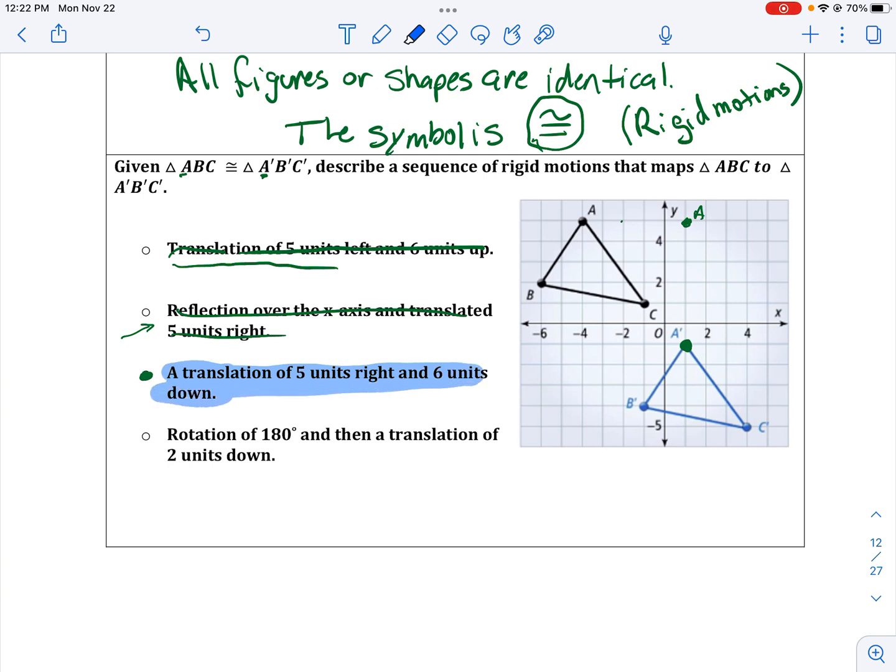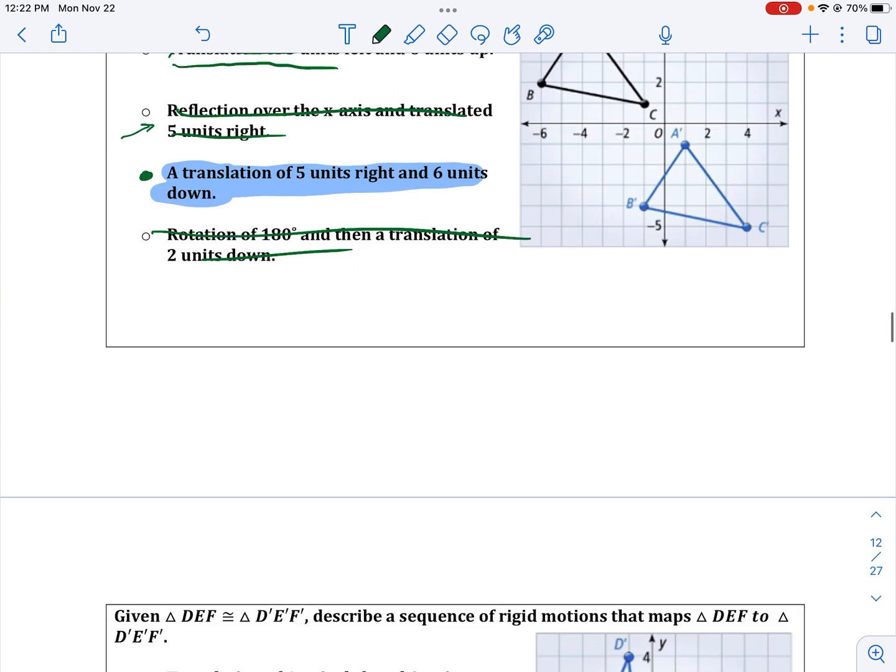My rigid motion is a translation of 5 units to the right and 6 units down. I know that the last one is not going to be the answer, but let's go over things anyway. It's a rotation of 180 degrees. So if I'm going to make 180 degrees, this is 4, this is 5. I go 4, down 5. And then a translation of 2 more units down, that would put me right here, which is nowhere near A prime, proving even further that it is the translation 5 to the right and 6 down.